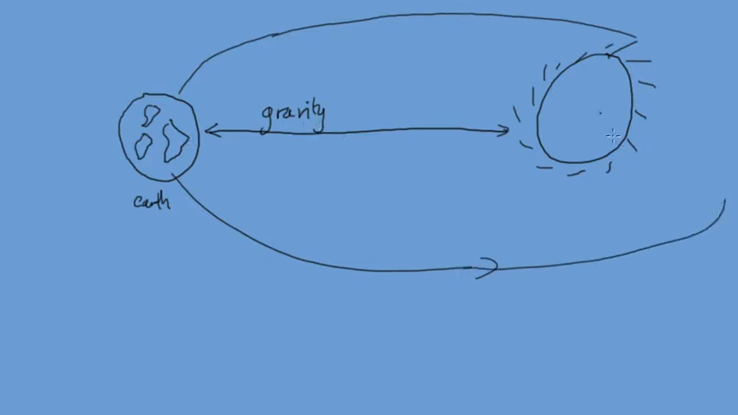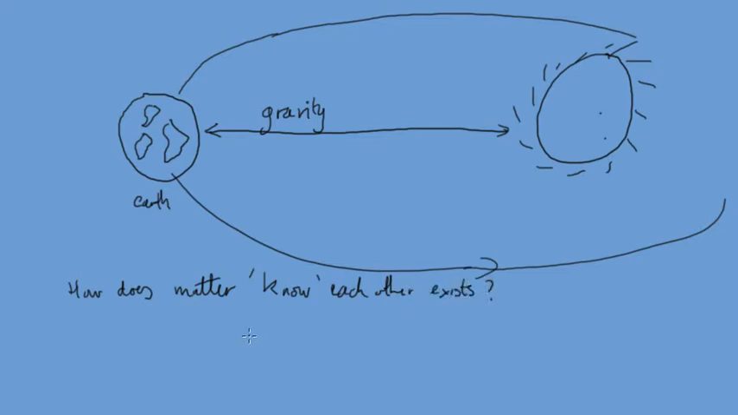How does the Earth know the Sun is there, and how does the Sun know that the Earth is there? They're not in contact. How does matter know each other exists?